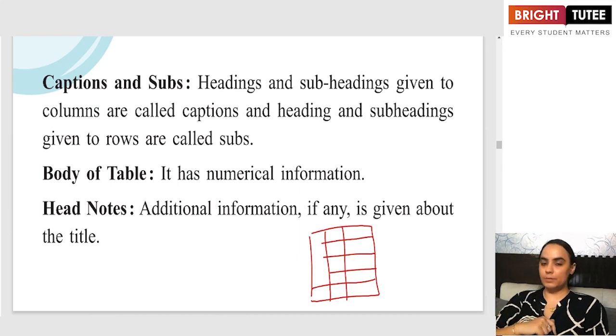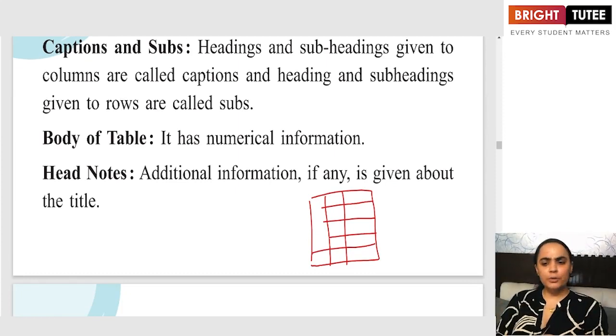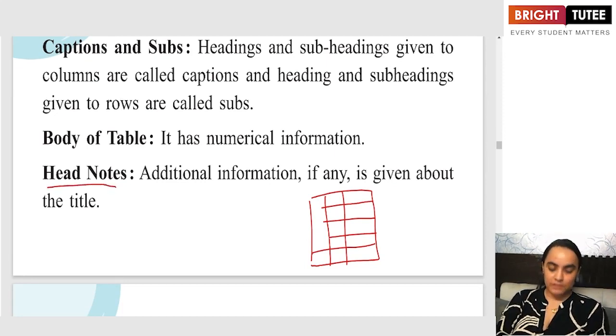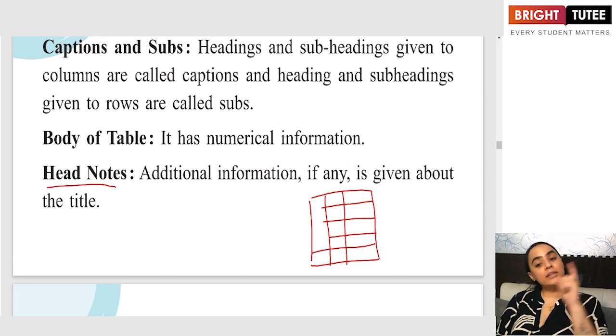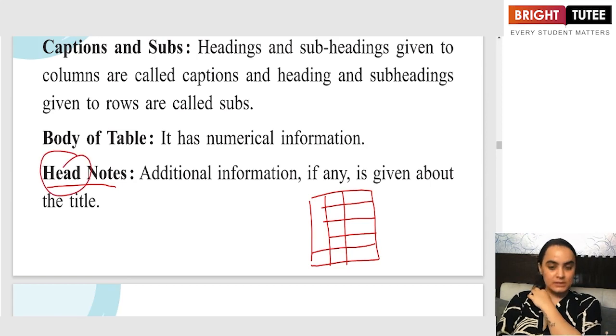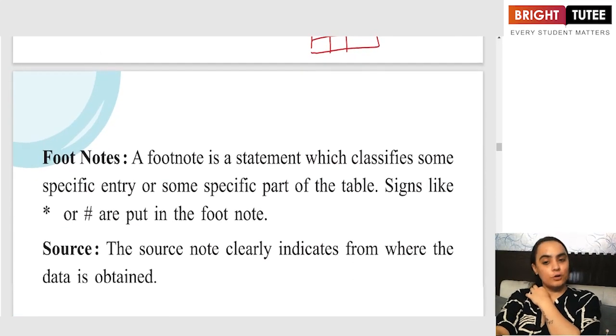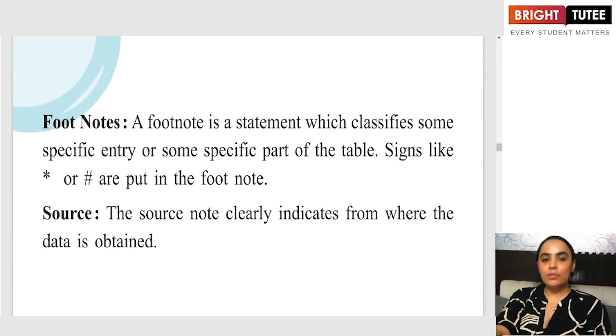So this is the third part of the table. Next we have the body of the table. Whatever numerical information has to be presented by you, that is the body of the table. Then comes the head note. Head note, if there is anything extra, any additional information that you want to give about the title that you have written, you give a head note. Head means it is written on the top. Then we have the footnote. Foot means which is given at the bottom.